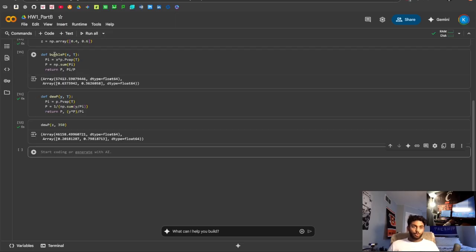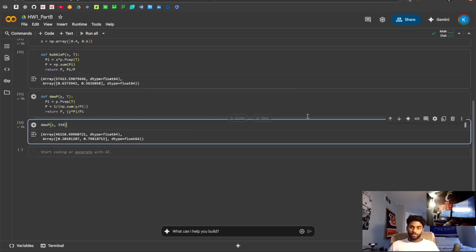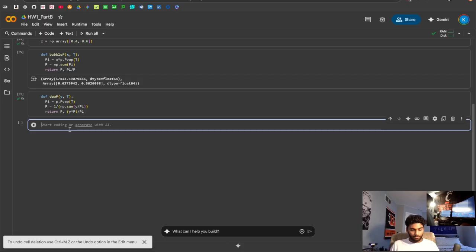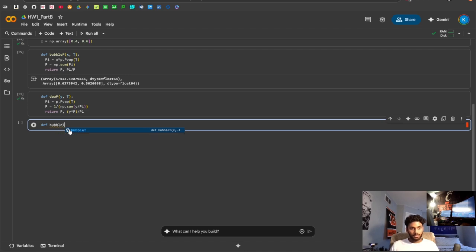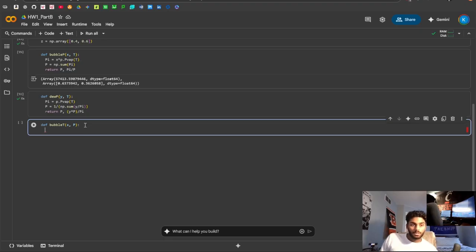So now that we have the pressures out of the way, let's move on to doing the temperatures. So get this out of here. Now we'll define a new function for our bubble T, and this is going to have inputs of our liquid mole fractions as well as our pressure of the system, the constant pressure that we have our system at, basically. Right? So how do we define this?